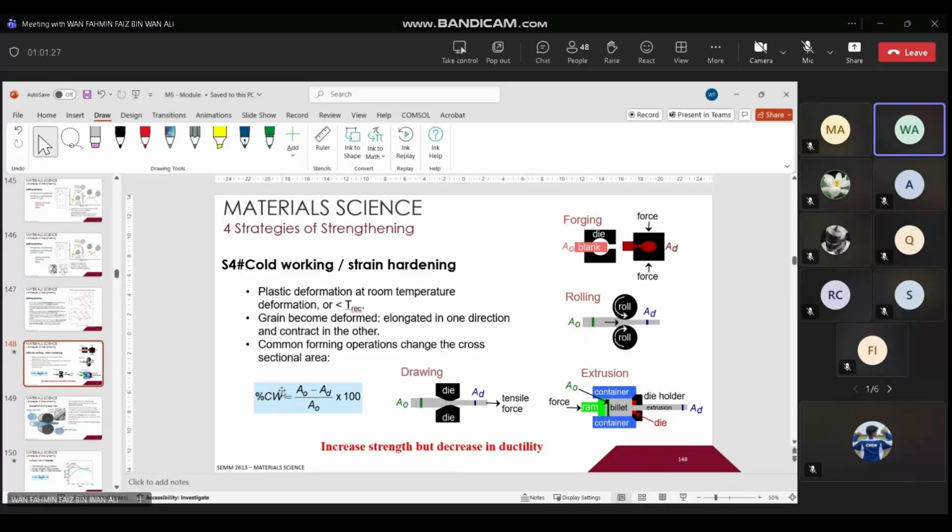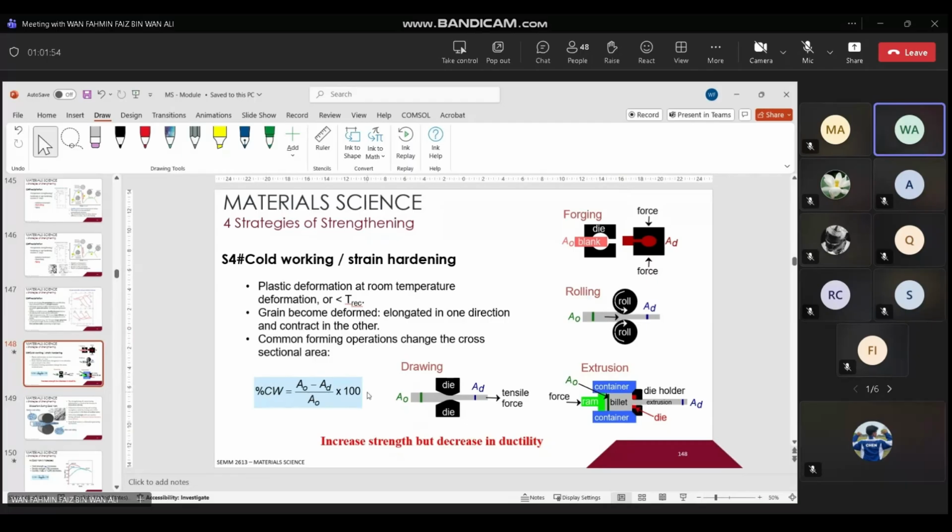So if you look into this equation, you need to remember this equation. It's the change of area. Initial area minus the area after you apply the cold working, divided by the initial area, times 100%. So it must be in area units. You cannot put height, you cannot put length. You can try, but then you will get different answers. Okay?